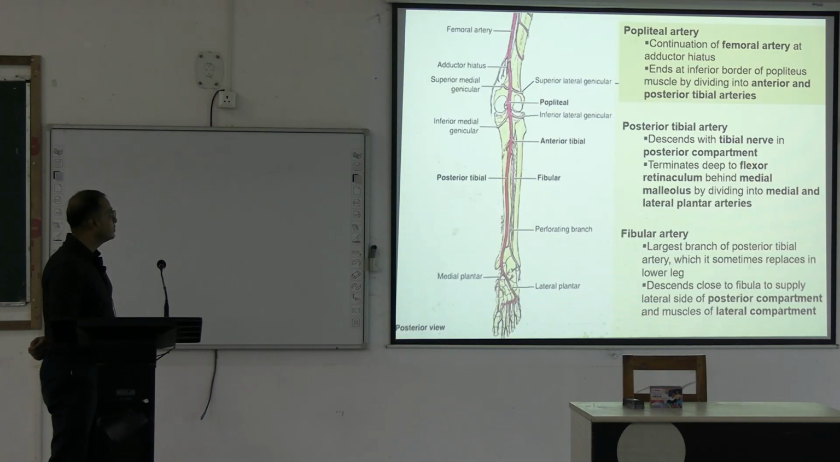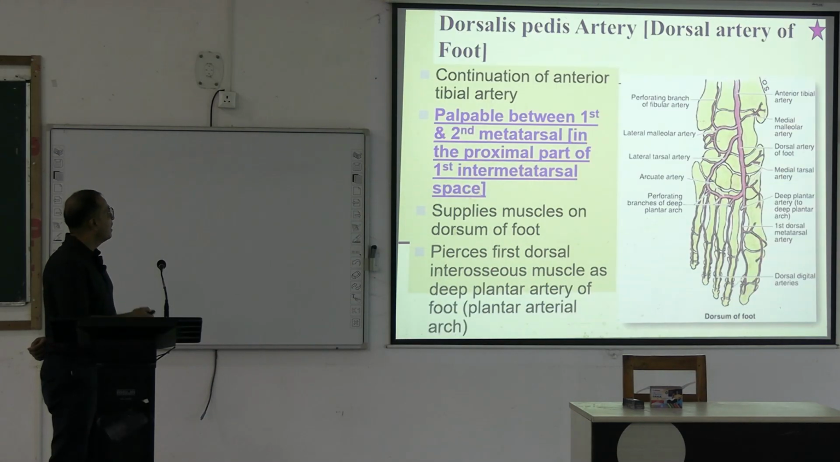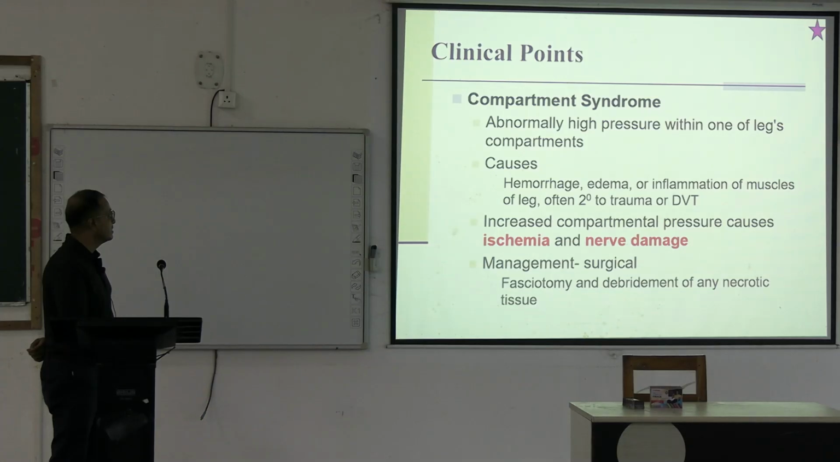Moving to the arterial supply, the popliteal artery splits into the posterior tibial artery and the fibular artery, which supply these regions, and the anterior tibial artery supplies the front compartment, which continues as the dorsalis pedis artery. The dorsalis pedis artery, present in the first web space, should be palpable in an individual. If it is not palpable, it indicates arterial disease.